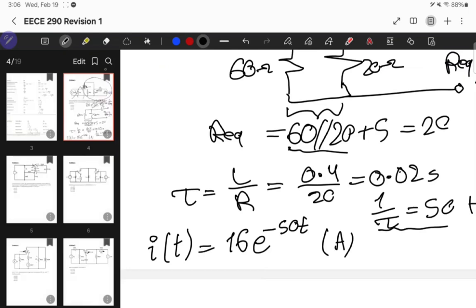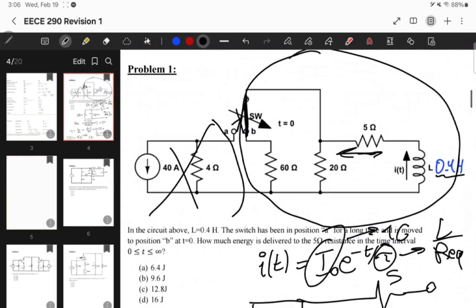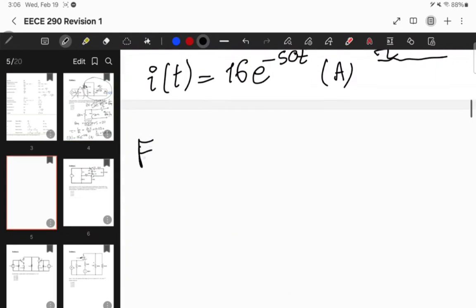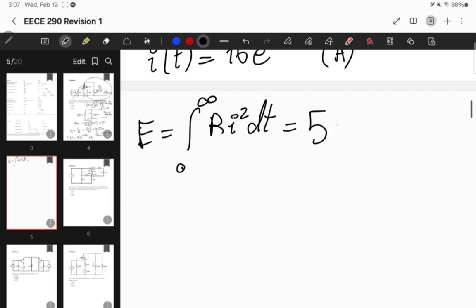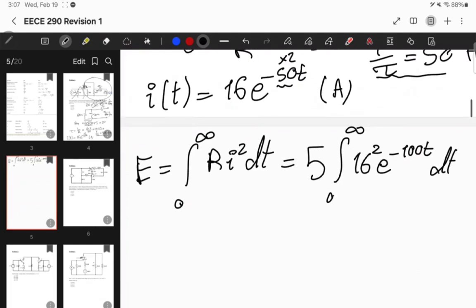Now that we have the current inside the inductor, we say that the current inside the inductor is the same as the current in the 5 ohm resistor. So what I can do is say that the energy from time equals 0 to infinity, we do the integral of the power. The power is R i square with respect to time. So the R goes outside from 0 to infinity of 16 square exponential minus 100t dt, because I do the square, I multiply this 50 by 2, and the 16 square is a constant.